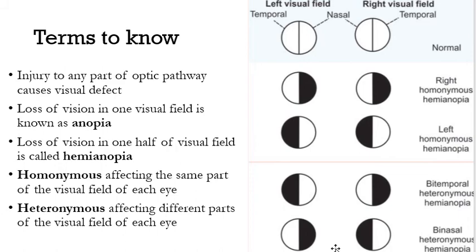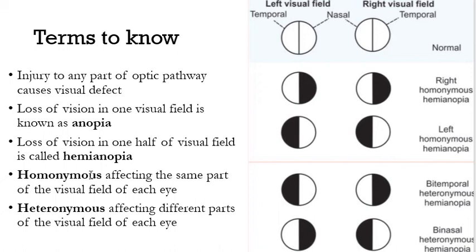So injury to any part of the optic pathway causes a visual defect. That's where we're coming from. But the loss of vision in one visual field is known as anopia, right? From the word without. And loss of vision in one half of a visual field, so all of these actually have just one half, that is known as hemianopia. All right, there's no vision in a half of a visual field, whether it's the right side or the left side, one half of it is affected.